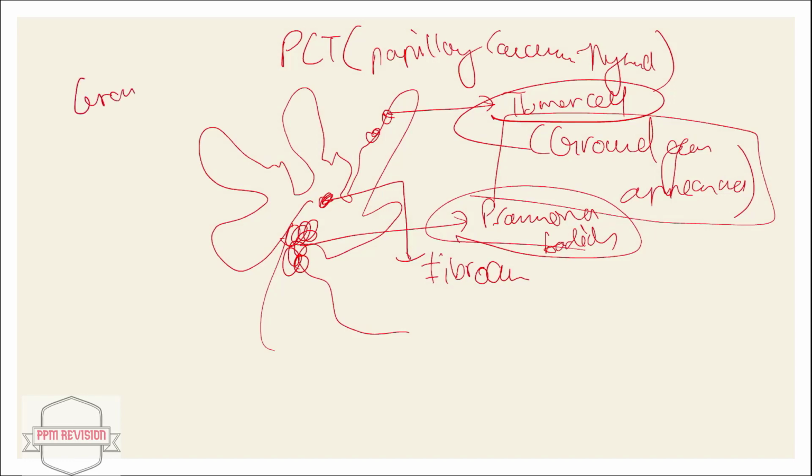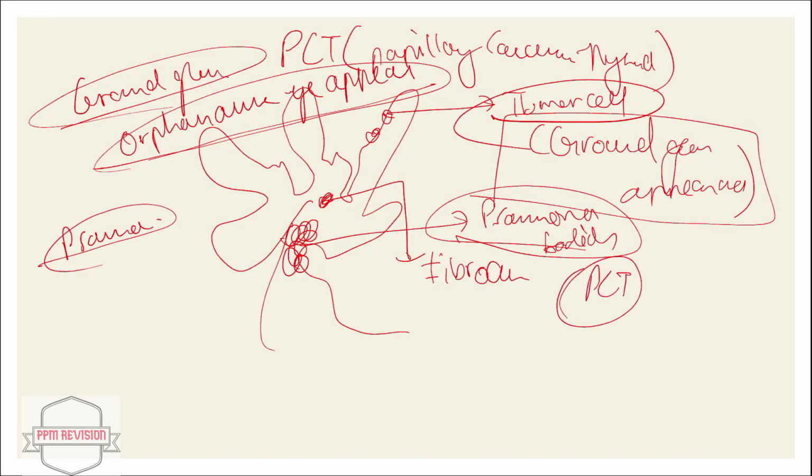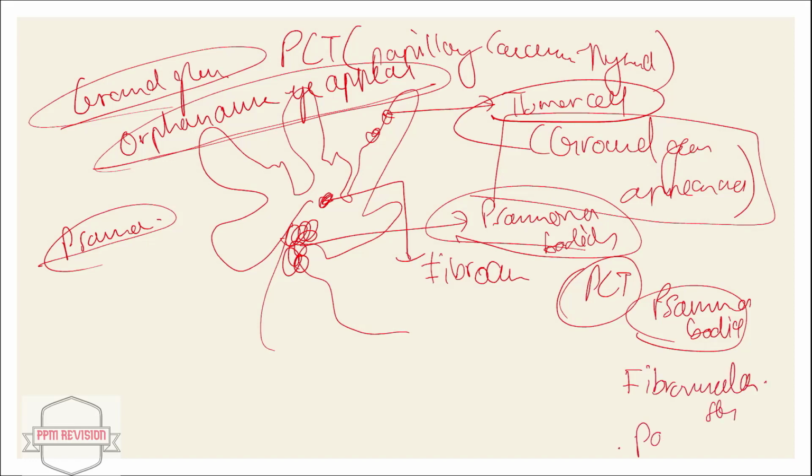Orphan Annie eye appearance. Okay, so this ground glass or Orphan Annie eye appearance. Fine. And there's also presence of Psammoma bodies in the stroma. So PCT is really important because it has all the characteristic points, that is Psammoma bodies. Yes. There's presence of fibrovascular stalk, there's presence of papillae. Fine.